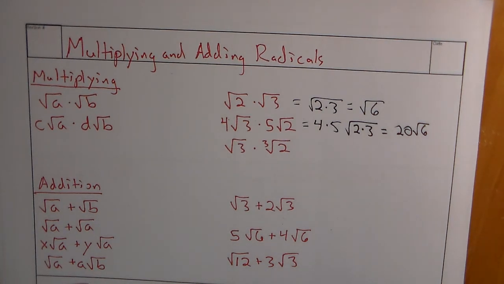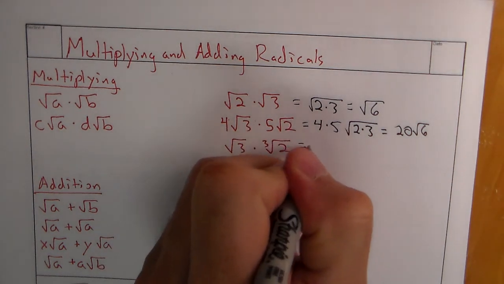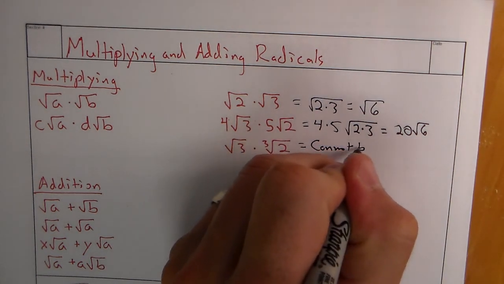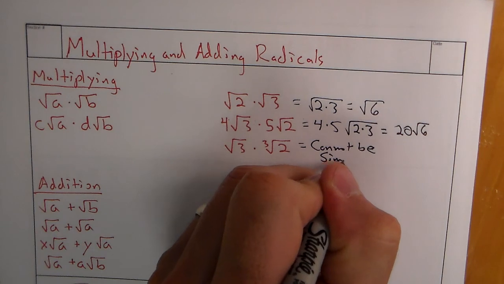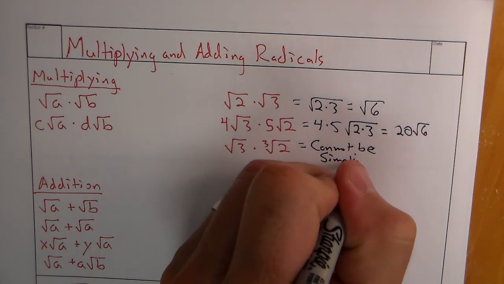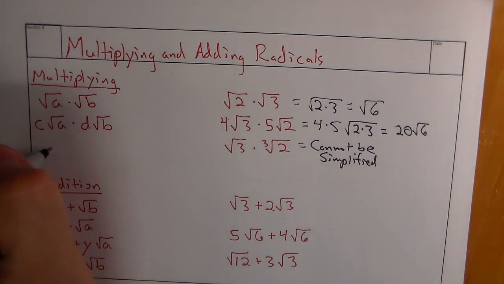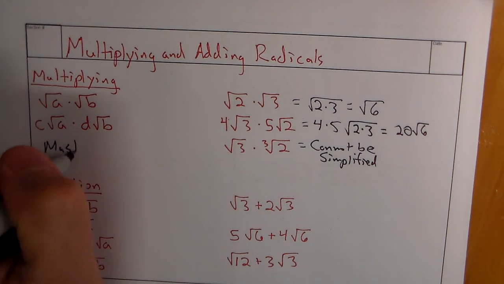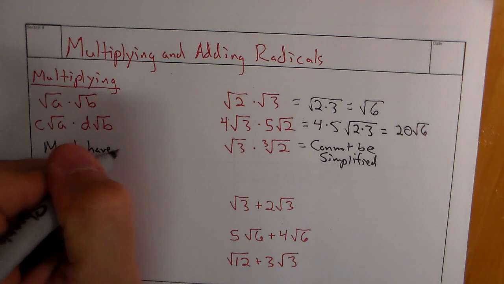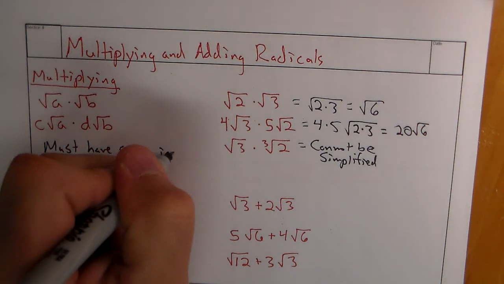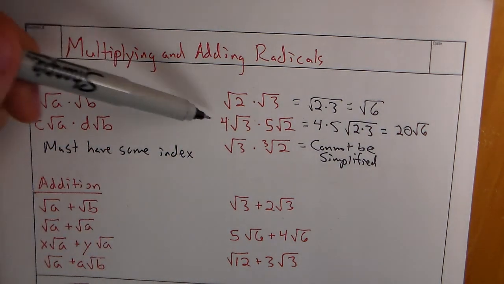The last one here is the square root of 3 times the cube root of 2. This one cannot be simplified. Now, that doesn't mean it's not correct. It's just already in its most simplified form. They're not the same index. They must have the same index whenever we multiply the radicals together. All of these were square roots.